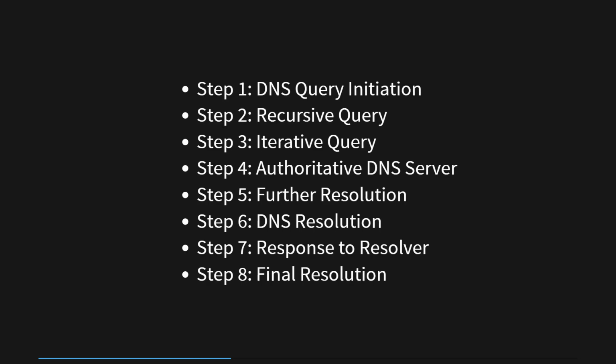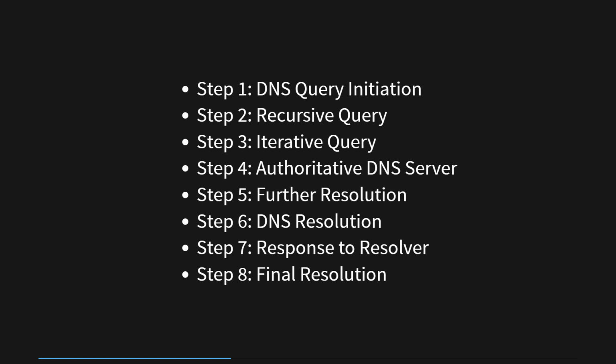Step 1. DNS query initiation. When you enter a domain name in your browser, for example www.example.com, your computer's DNS resolver initiates a DNS query. The resolver first checks its cache to see if it already has the IP address for the domain. Step 2. Recursive query. If the DNS resolver doesn't have the IP address, it sends a recursive query to a nearby recursive DNS server provided by your ISP, Internet Service Provider. This server may have the answer cached, or it will begin the iterative process of finding the answer.